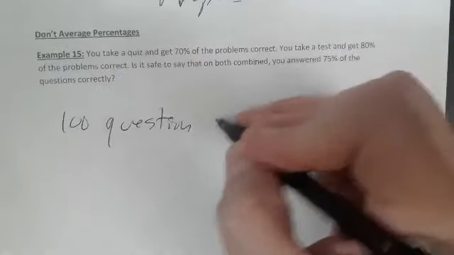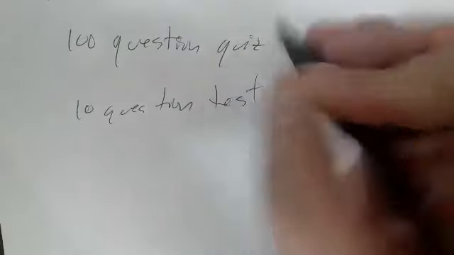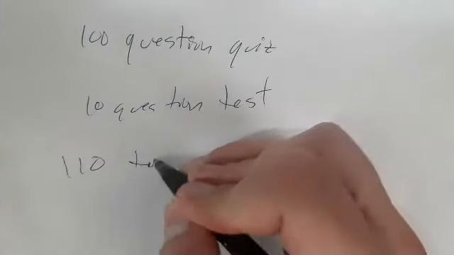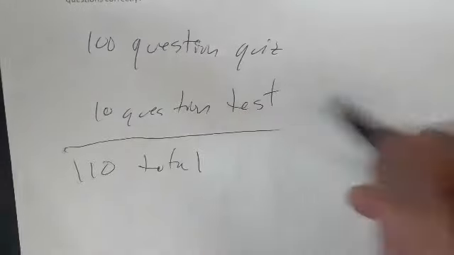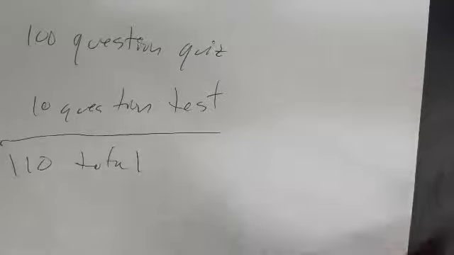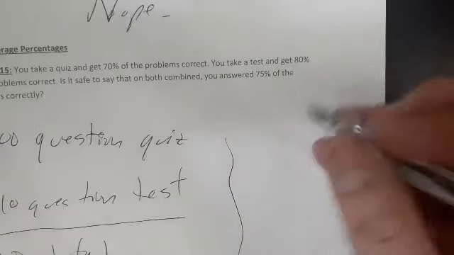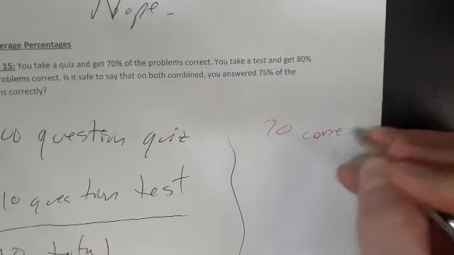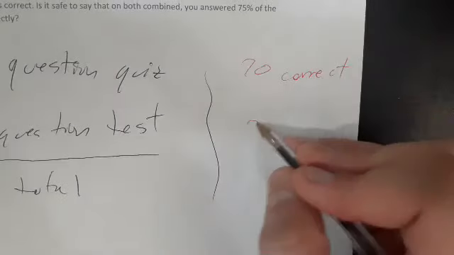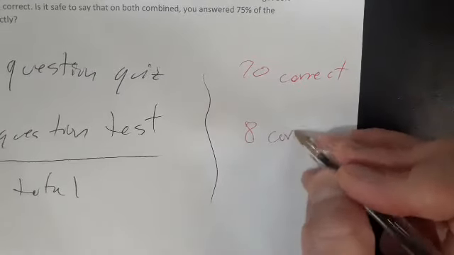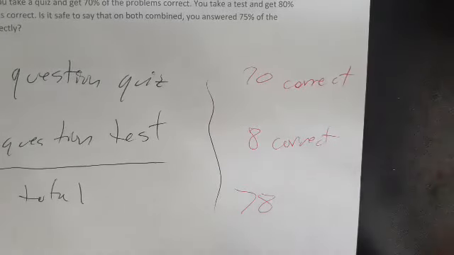Okay, so again, let's take two different numbers. Let's say we have 100 questions on the quiz and 10 questions on the test. So there are 110 questions total. If we want to think about the ones we got correct: if it's a 100-question quiz and we made 70, that means we got 70 correct. If it's a 10-question test and I got 80%, that means I got 8 correct. And if I add them up, I'm getting 78.